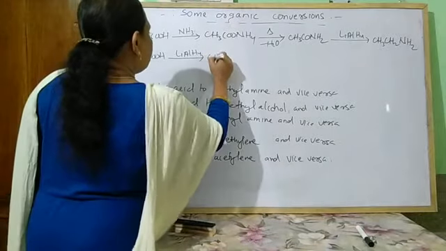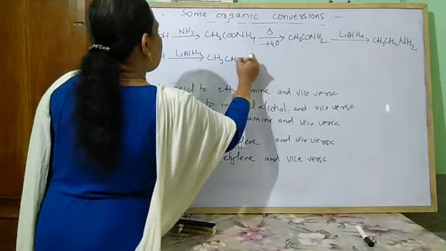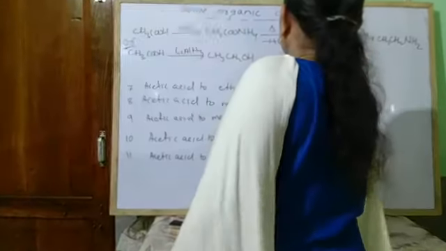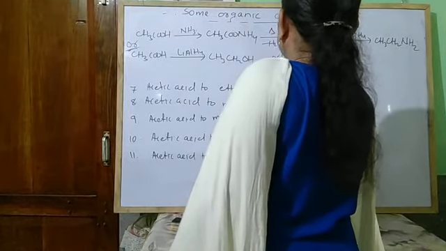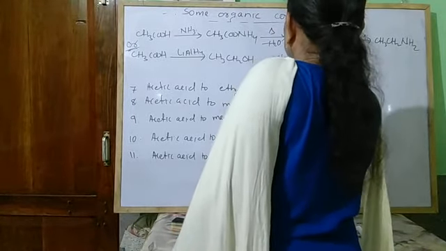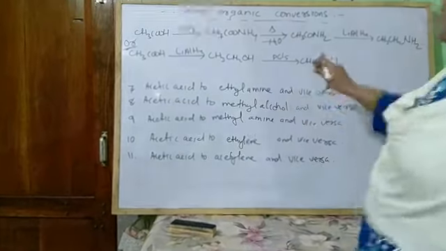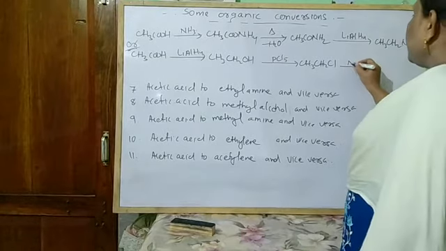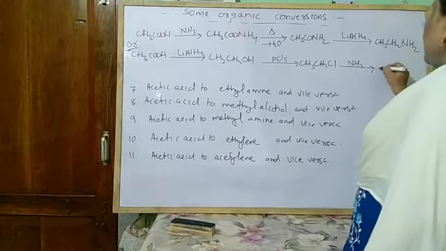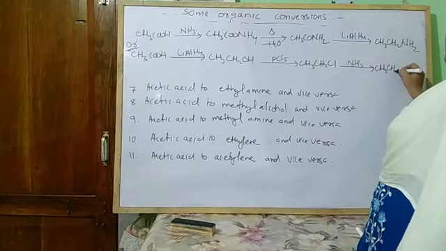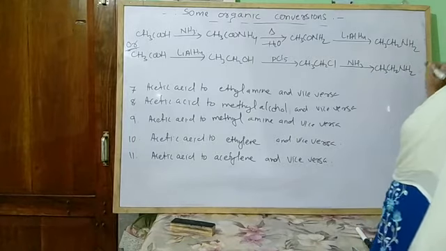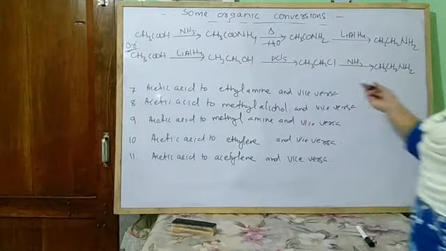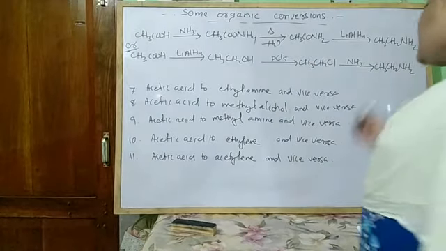First it gives you alcohol. And when this alcohol reacts with phosphorus pentachloride, it forms ethyl chloride, and when ethyl chloride reacts with ammonia, it forms ethylamine. So this is also a 3-step reaction. You can write any one. Next is vice versa.